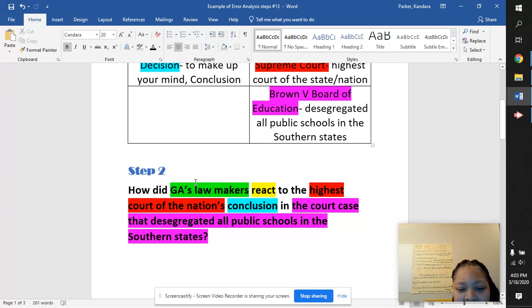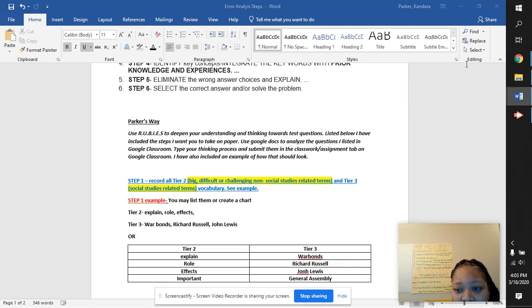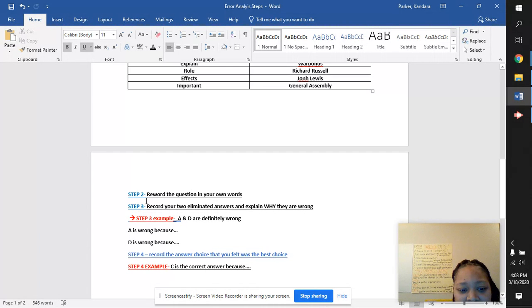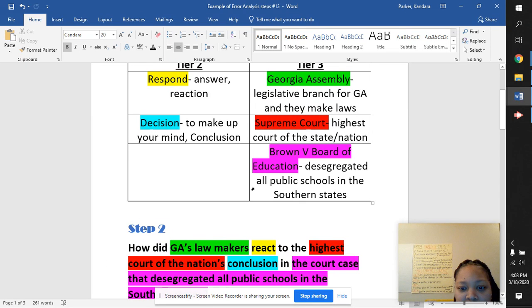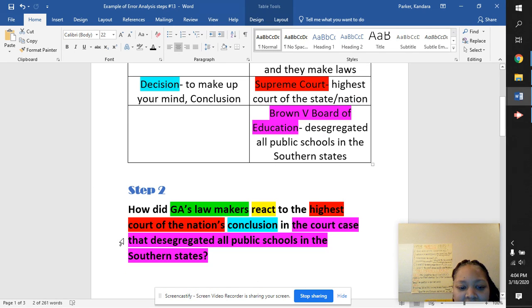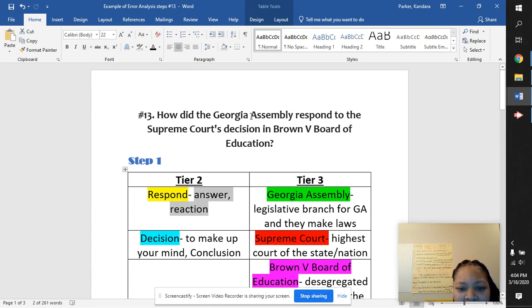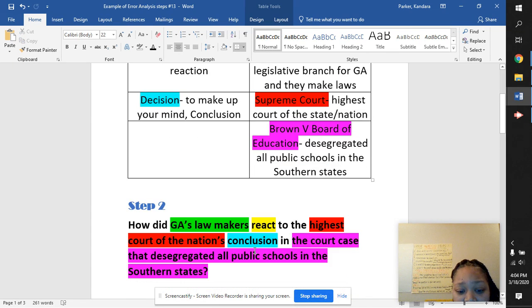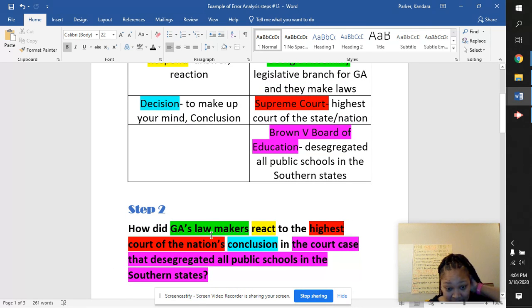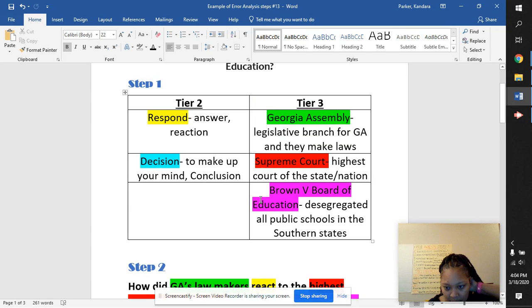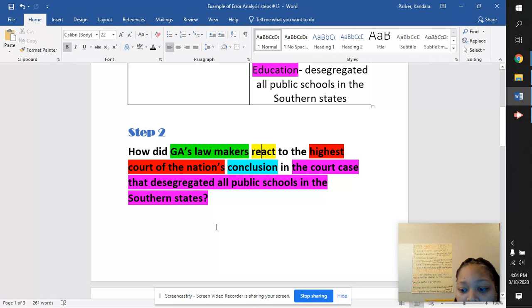All right. And I replace, because step two says to reword the question. Yes, you must write down how you reworded the question in your own words. Well, if you define it like you were supposed to up here, I'm just going to take our reworded answers and plug it into the question. So this is how I reworded it. How did Georgia's lawmakers, notice that I took out General Assembly because we said they make laws for Georgia, react, I took out respond and I put react, to the highest court of the nation. So Supreme Court. Okay, you get where I'm going with this. Okay, so I just pretty much plugged in all my own words from when I defined it in my tier two and tier three chart.